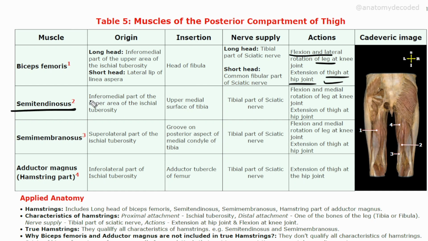It also arises from the inferomedial part of the upper area in the ischial tuberosity, just like the long head. The long head of biceps femoris and semitendinosus have a common origin. Insertion is into the upper medial aspect of the tibia.